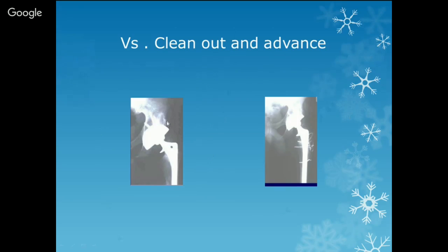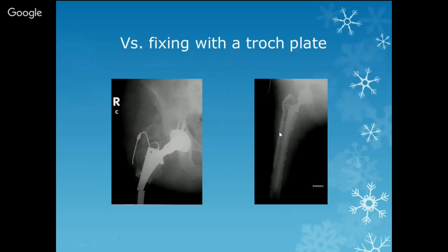Then we clean out the fracture site. There is a fracture, we clean out the fracture site and fix the fracture. And this is a case of non-union of the trochanter. We use a trochanteric plate to fix it. And there is a fracture of the stem. We revised it with a cemented modular implant.